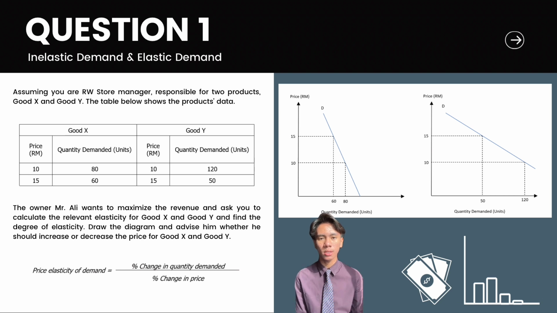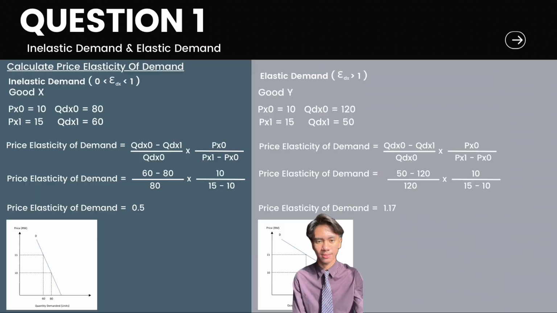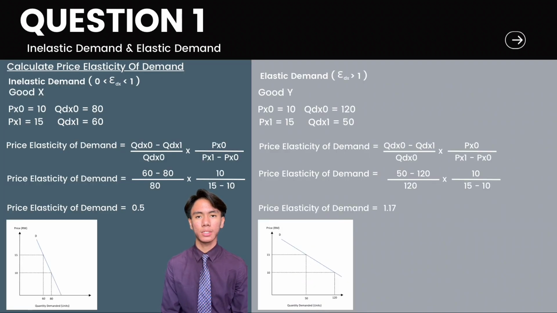So, to calculate the price elasticity of demand, the formula is price elasticity of demand equals percentage change in quantity demanded over percentage change in price. This is how to calculate the price elasticity of demand. So, we have to calculate the price elasticity of demand for good X first. For inelastic demand, we know that the price elasticity must be more than 0 but below 1.